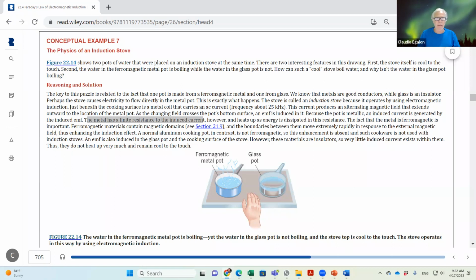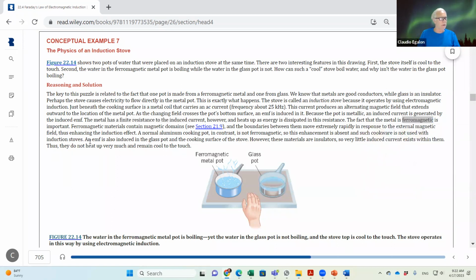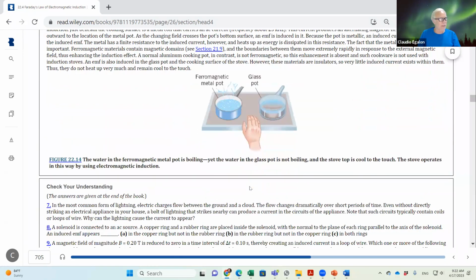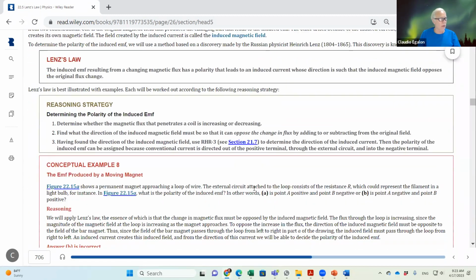The fact that the metal is a special type of magnetic material allows you to have such an effect. It's an interesting technology. While you're warming up the pot, the top of the stove doesn't become hot because there's just a current passing there on the surface of the stove. That's Lenz's law. We talked about Lenz's law.